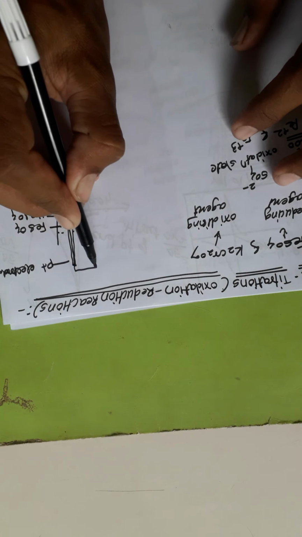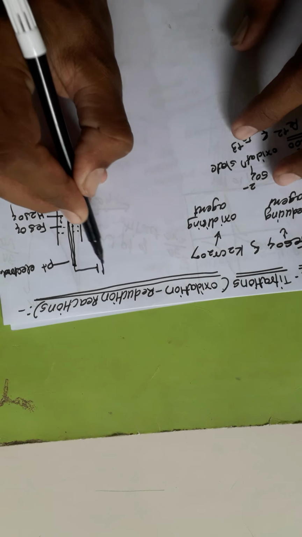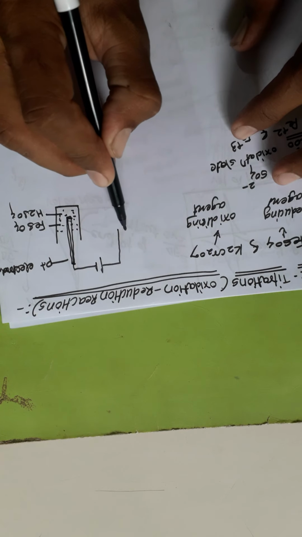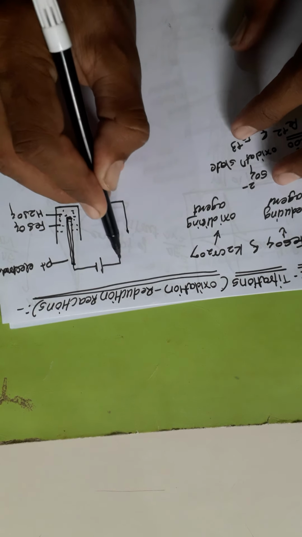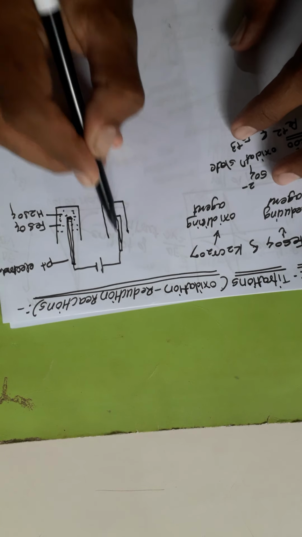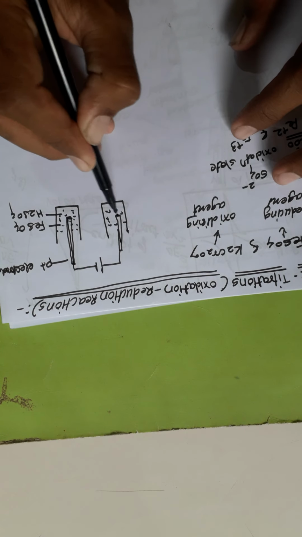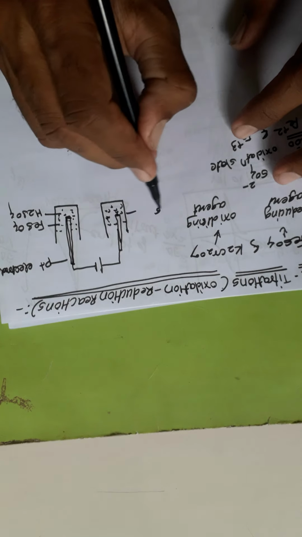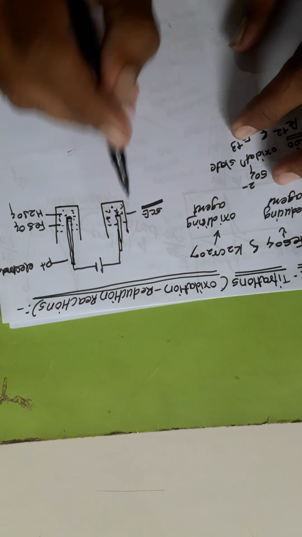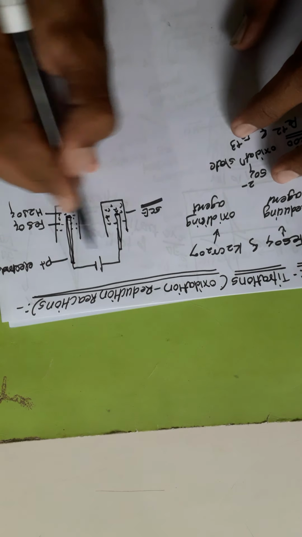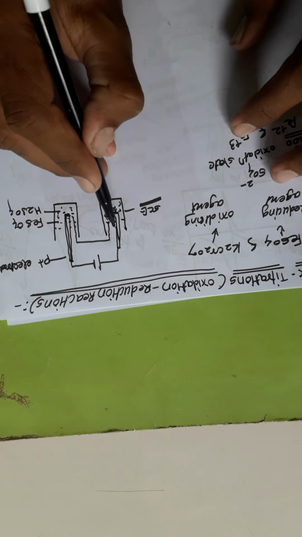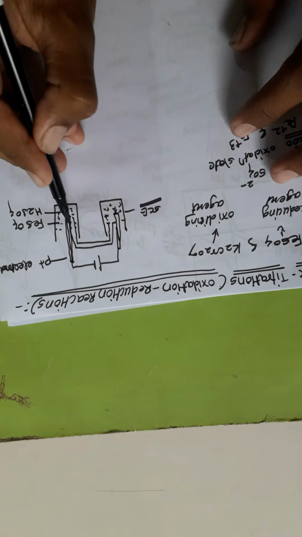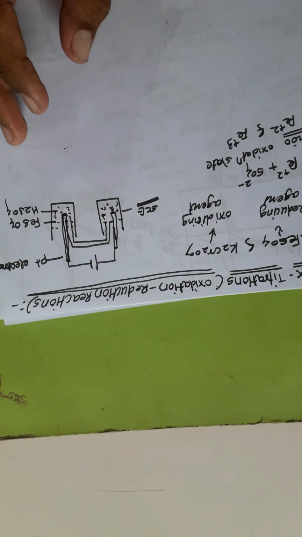This platinum electrode is coupled with another cell, which is also called a reference electrode, the saturated calomel electrode. Both are coupled with each other and connected with a salt bridge. This is the experimental procedure.